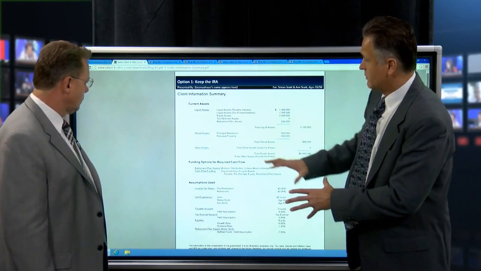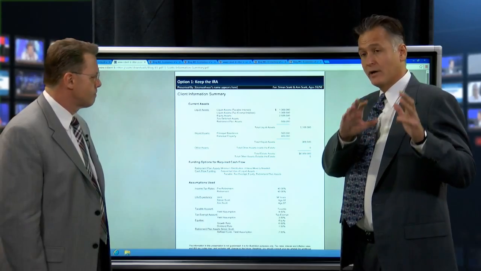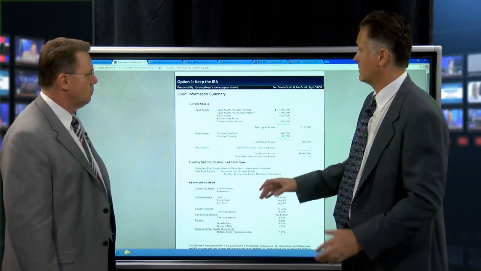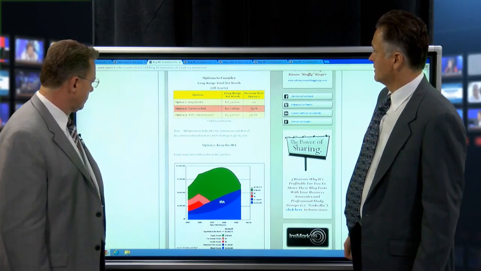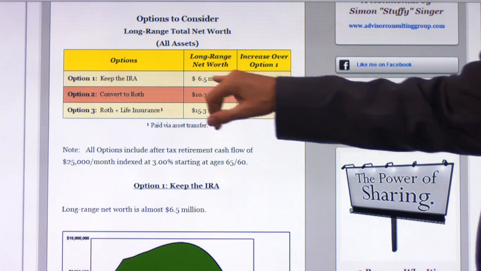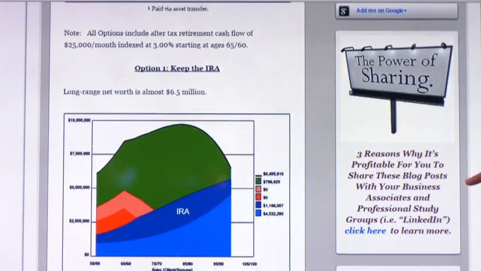So what we want to do is look at this situation and see if they just left their IRA alone and didn't convert it to the Roth, where would we be? And let's take a look at that. And again, just to summarize, what we're going to show you is keep the IRA. Their long-range net worth is going to be $6.5 million. And let me show you sort of what that looks like.